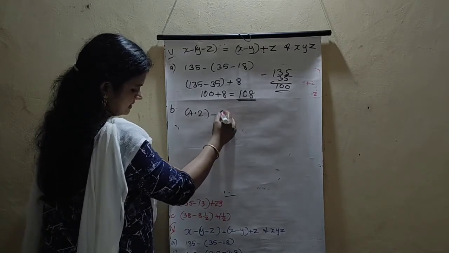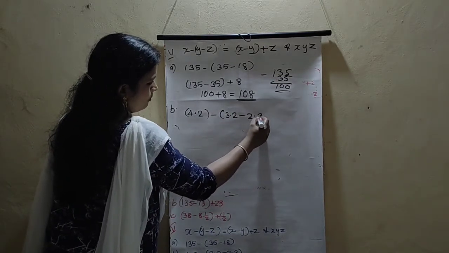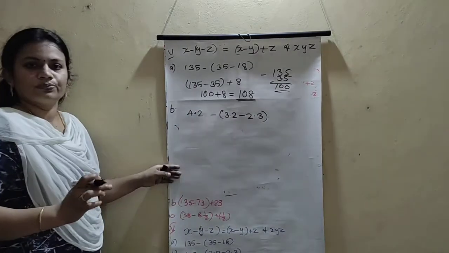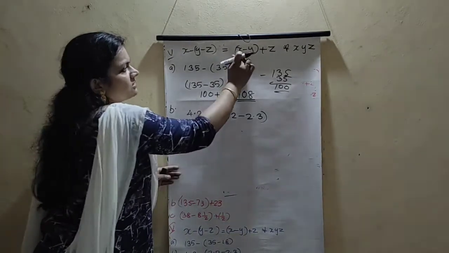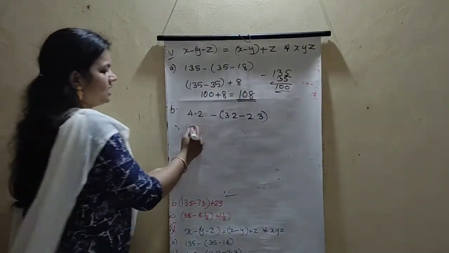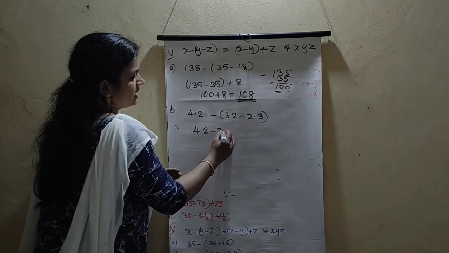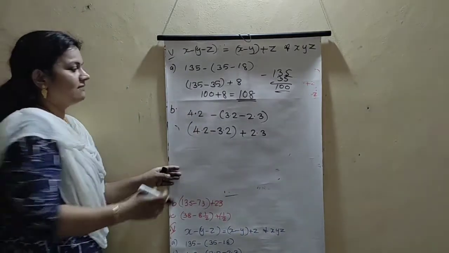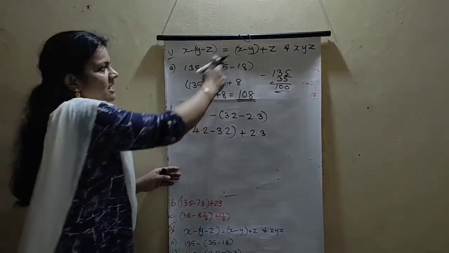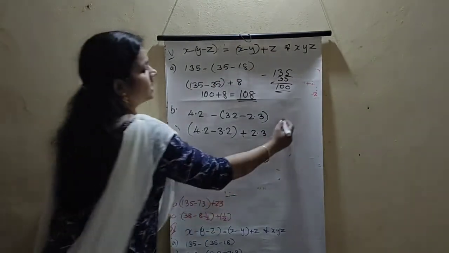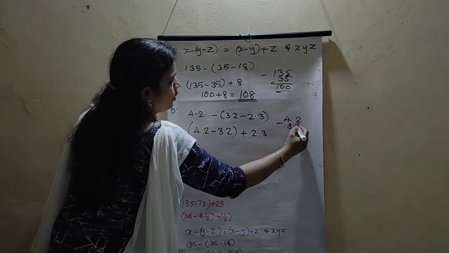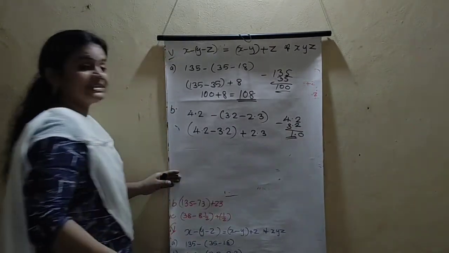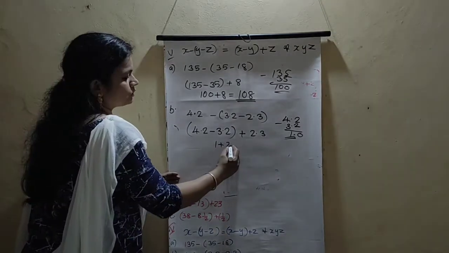4.2 minus 3.2 minus 2.3. Look at the question: 4.2 and 3.2 are the same. Then which equation are we choosing? x minus y plus z, that is 4.2 minus 3.2 plus 2.3. We are converting this equation to the right side, x minus y plus z. Then do it. 4.2 minus 3.2: 2 minus 2 is 0, 4 minus 3 is 1. Then what is the answer? 1 is the answer. So 1 plus 2.3.